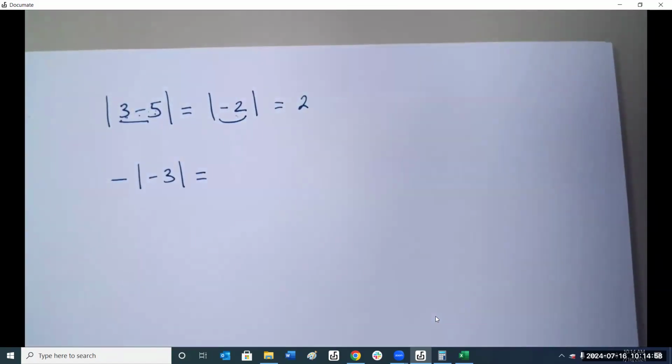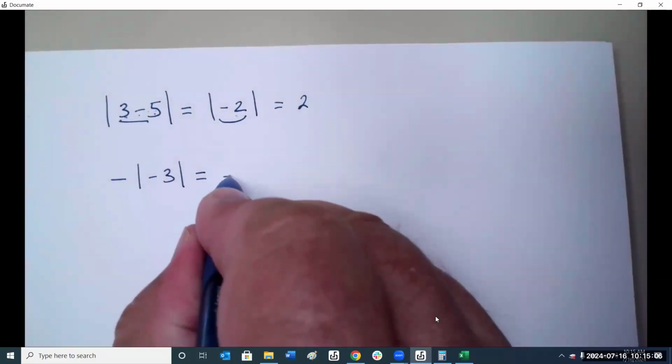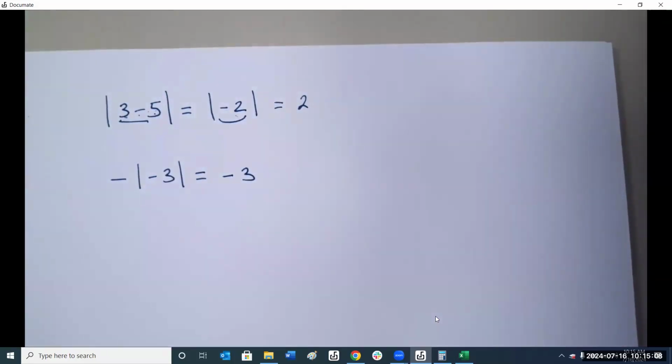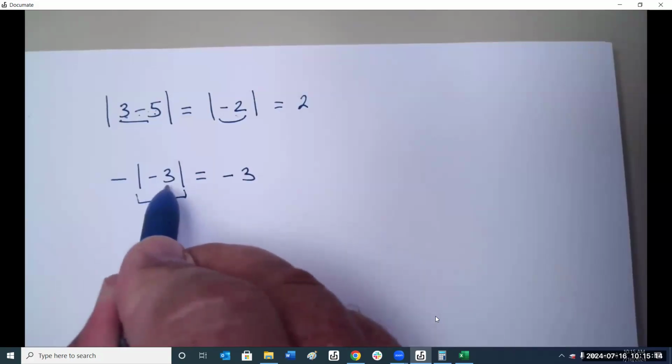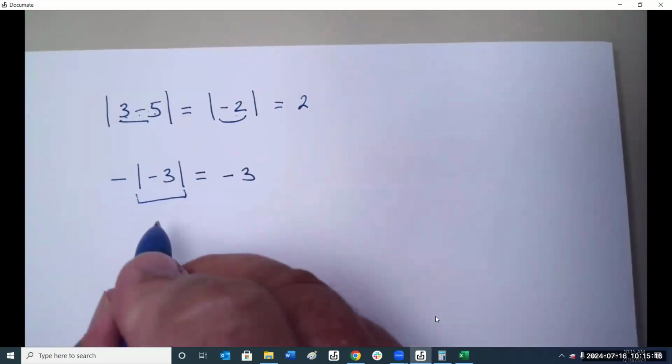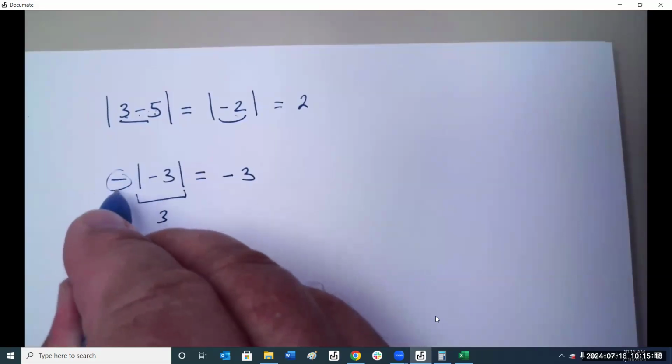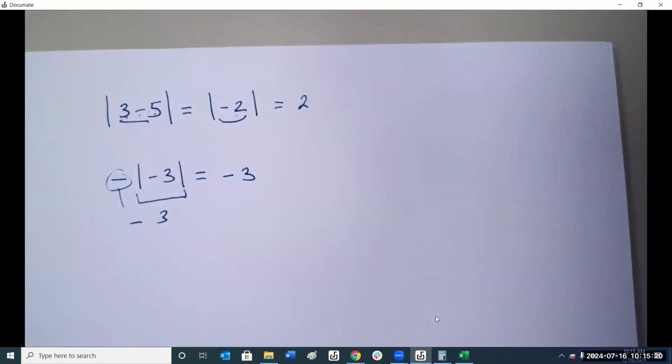How about this one? Order of operations. The first thing we do are special operations. What's the absolute value of -3? This still stays out in front. So the answer is -3. You cannot distribute in an absolute value.